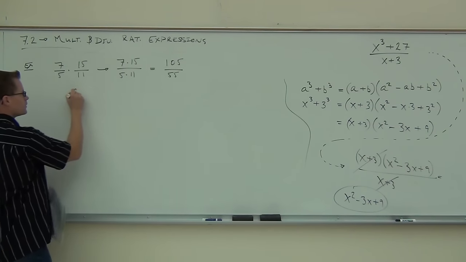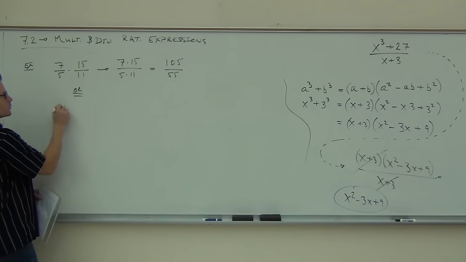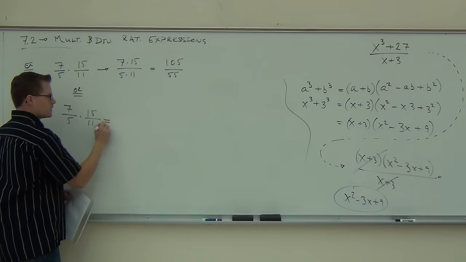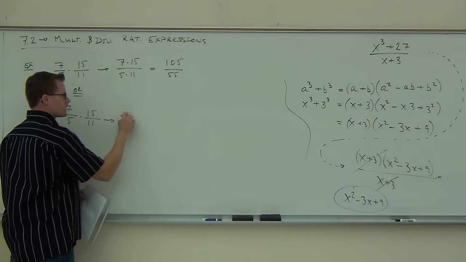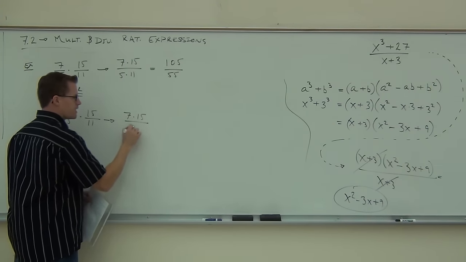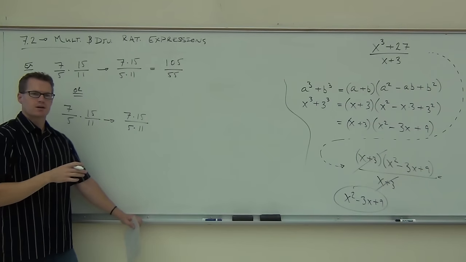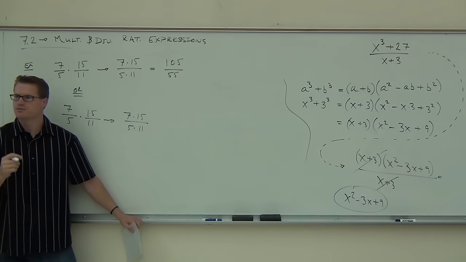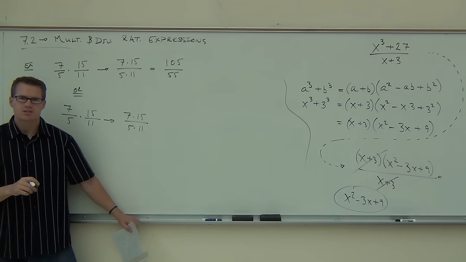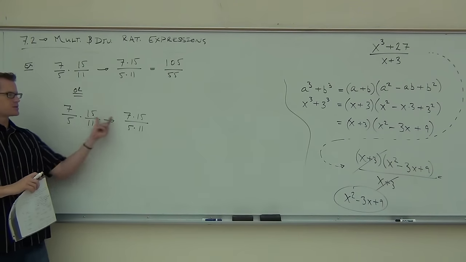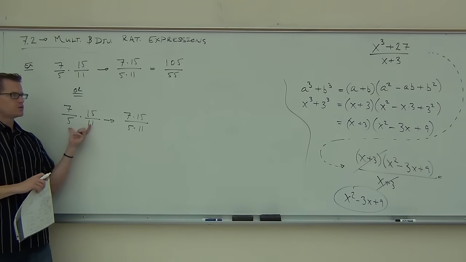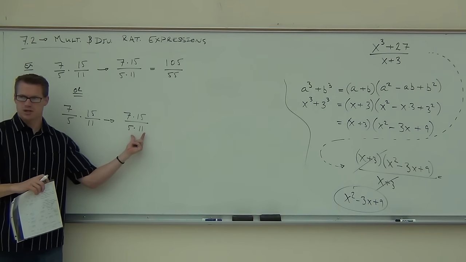So what we're going to do, when you get down to this part, you still have to write it as 7 times 15 over 5 times 11. But instead of actually going through with this process, I want you to realize what we've just done. Look at the problem real quick. Do you see that in going from this step to this step, we've changed it from a multiplication problem to a simplification problem? Do you see common factors now?